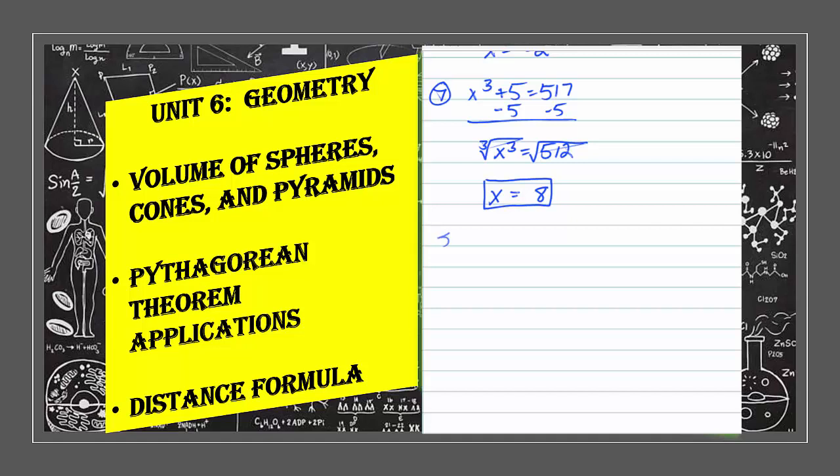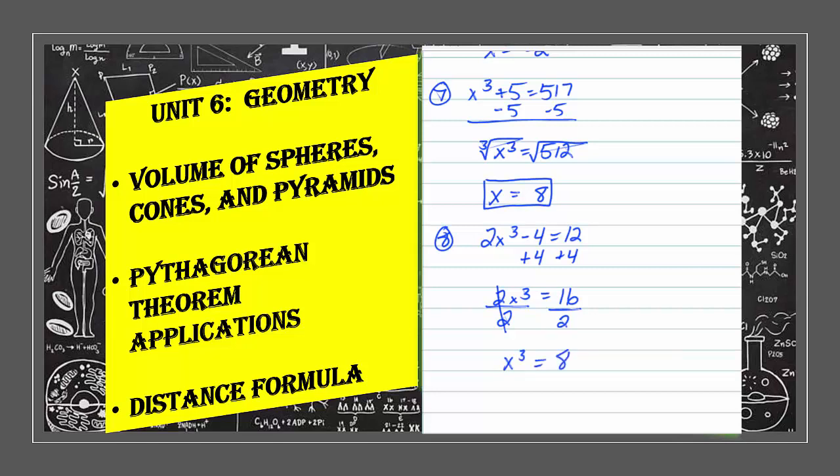Problem number 8, 2x cubed minus 4 equals 12. Again, following my order of operations backwards, first thing I'm going to do is add 4 to both sides. So 16 is equal to 2x cubed. Now remember that 2 is getting multiplied to x cubed, so I want to do its inverse operation, divide by 2. 2 over 2 is 1, so that will simplify out. 16 divided by 2 is 8.